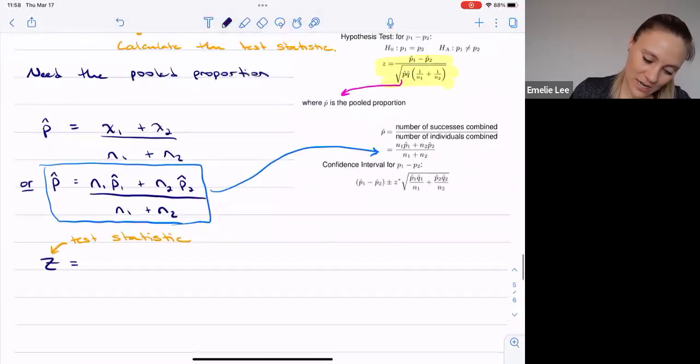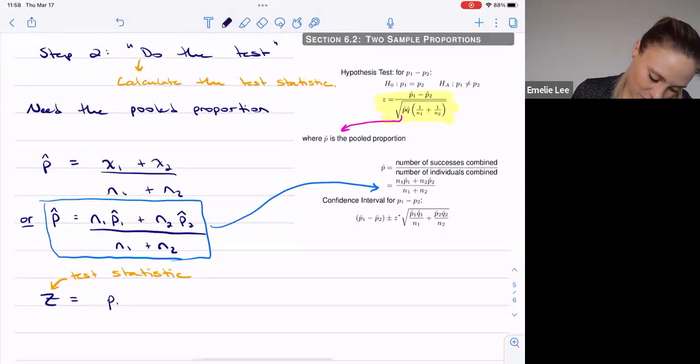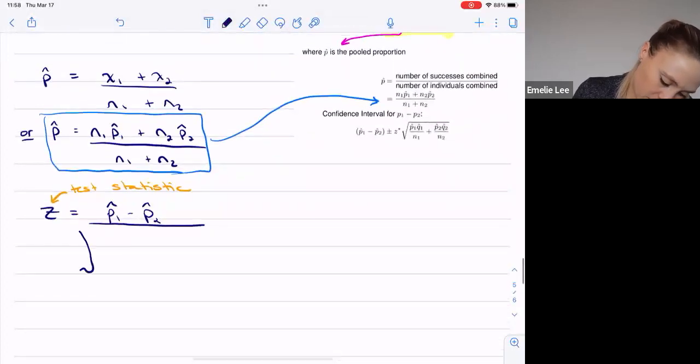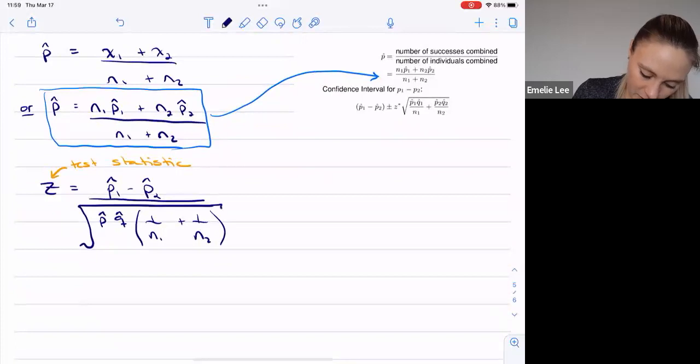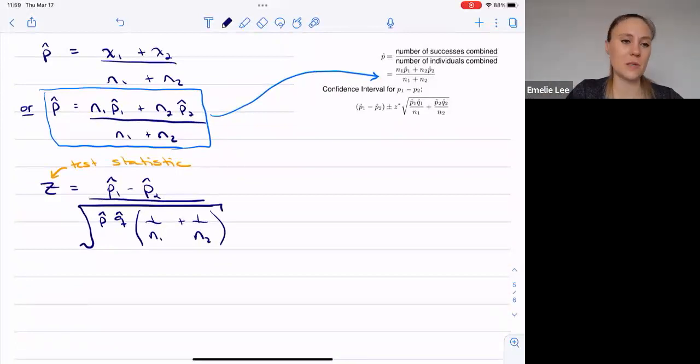Okay, so z is p1 hat minus p2 hat. And there's something I want to add there, but I'm going to leave that for now, over the square root of p hat q hat times, it's been a while, so 1 over n1 plus 1 over n2. I need to look at the formula there. Now I'll have it memorized.